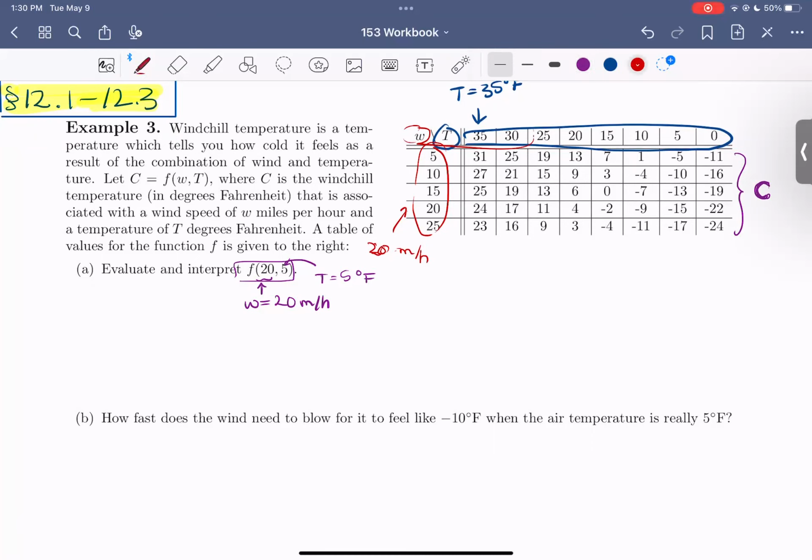Let's first find when W is 20. We see that that's here. And then when W is 20, let's find when the temperature is 5. That's over here. So we go over 20 for W, 5 for T, and we see that negative 15 is the value of f of 20, 5. I'm going to write that down. So f of 20, 5 is equal to negative 15, and that would be degrees Fahrenheit.